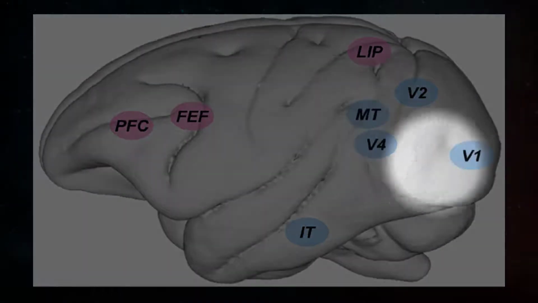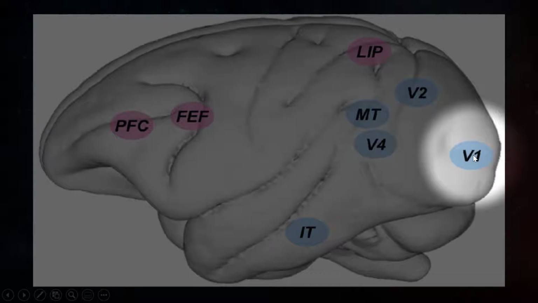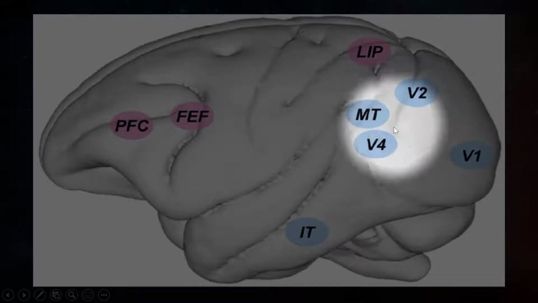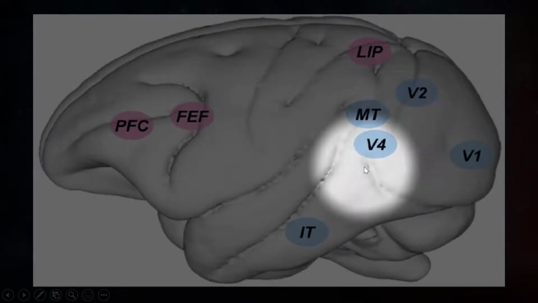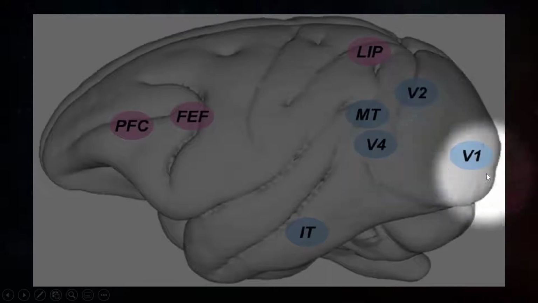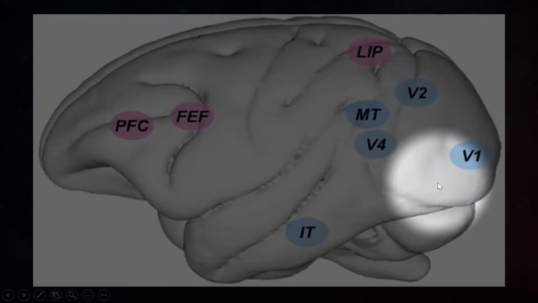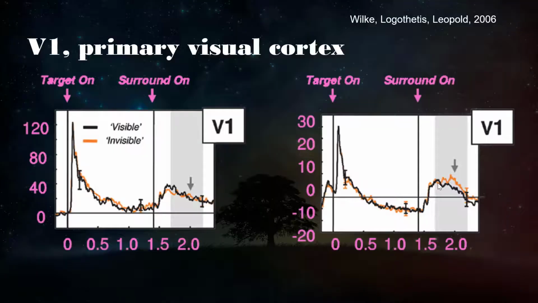And so we're going to look at measurements coming out of area V1, primary visual cortex, V2, and V4. So these are the first three steps on the processing stream of visual information. So first, let's just take a look at the cell firing. And what we can see is that in V1, primary visual cortex, there's no difference between situations where the monkey says that the red circle is visible versus invisible.